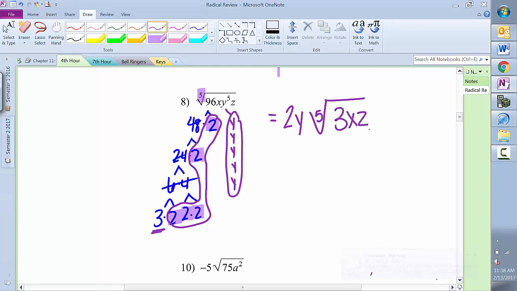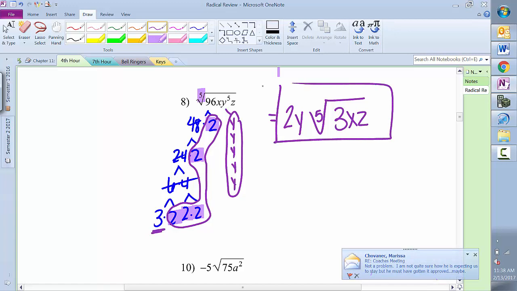Beautiful. I have an odd index. Do I need absolute values? Yes or no? No. I have an odd index. The rule says if I have an even index, then I will need absolute values, maybe. So that is our final answer.